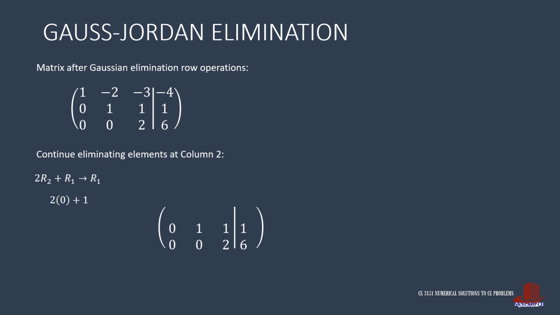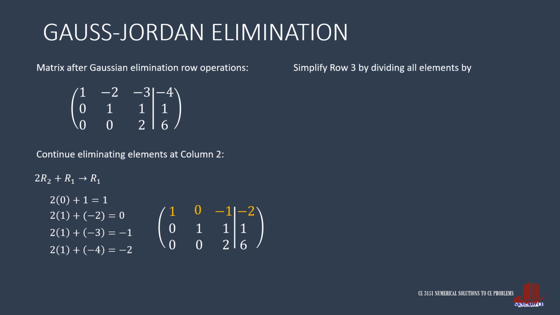The first element has twice of 0 plus 1, which gives 1. The second is taken as twice of 1 plus negative 2, making it 0. The third is twice of 1 plus negative 3 as equal to negative 1. And the fourth element is twice of 1 plus negative 4 as equal to negative 2. At this point, columns 1 and 2 non-diagonal elements are zeroed out.